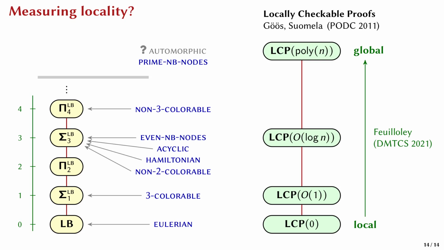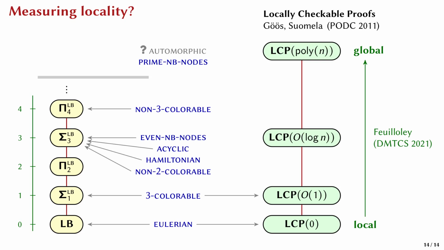Okay, so now we have two potential measures of locality. How well do they agree with each other? Well, they both agree that Eulerianness is purely local. But that's not really surprising, because the lowest levels are defined very similarly. So let's go a little higher. Both measures also agree that 3-colorability is very close to being local.